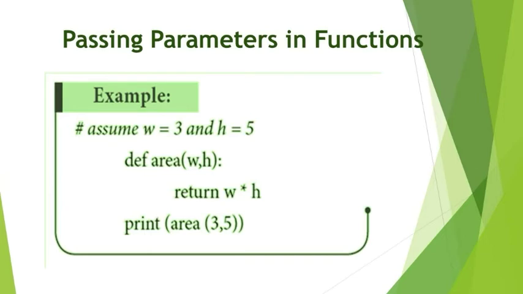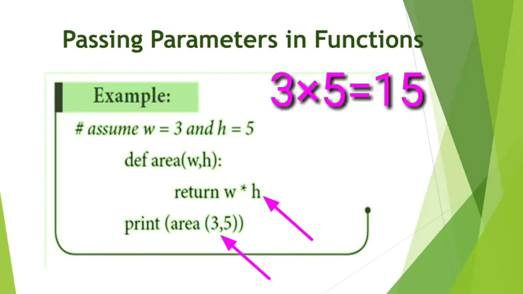Okay. So you have to pass the values 3 and 5 to the parameters W and H. So see the return statement. Calculate the product of these two parameters. What is the value of W? 3. And what is the value of H? 5. So you have to multiply these two values, 3 into 5. What is the result? 15.